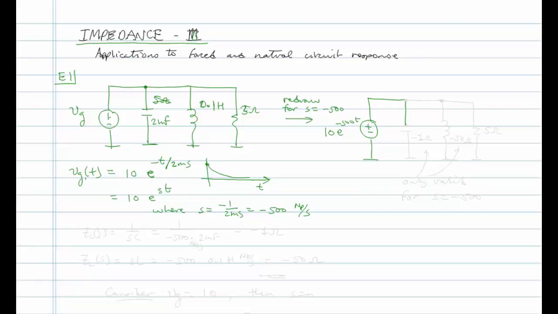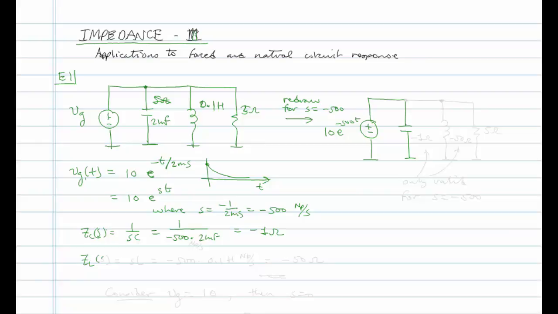And then what is our capacitor going to be? Well, let's go ahead and calculate it here. Let's say Z of C of S is equal to 1 over SC, right? Which is equal to 1 over minus 500 times C, which is 2 millifarad. All right, so that's 0.5 K times 2, which will be 1. So this will be minus 1, and it's going to be ohms. Right? Remember, impedance has units of ohms.